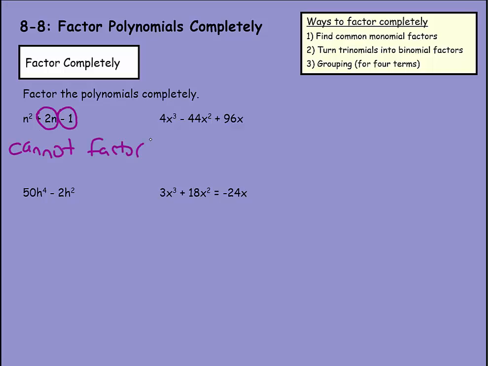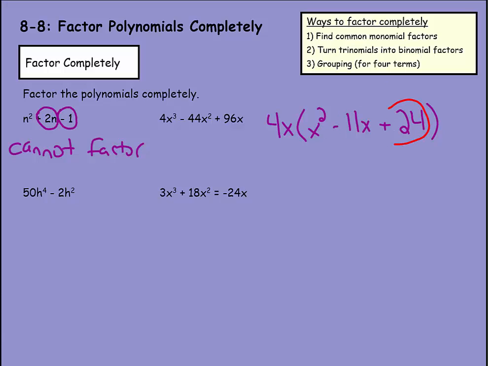How about this one? We have 4x to the third minus 44x squared plus 96. I notice that all these numbers are divisible by 4 and they all have at least one x. So I could factor out the 4x from this, and that would leave me with x squared minus 11x plus 24.